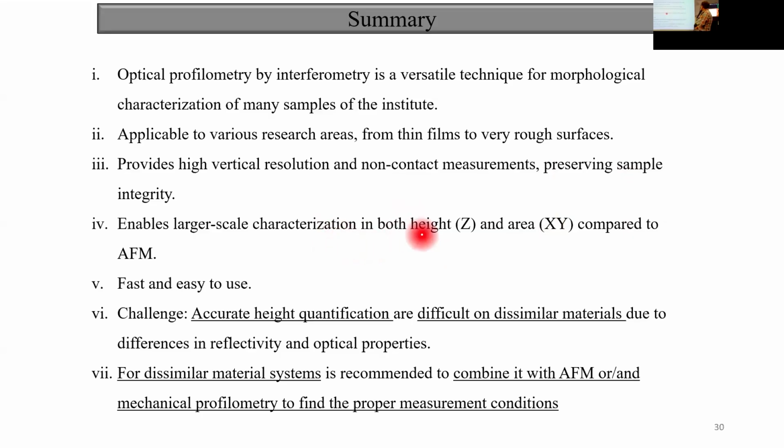And as already mentioned, it is fast and easy to use, but the challenge, the accurate height quantification with dissimilar materials, for me is very challenging. And in all the discussions that I have had with ICFO, the Material Science Institute of Madrid, and the one of Sevilla, they are facing the same situation. So whenever you face a new system, you have to combine optical profilometry with some mechanical technique. Could be profilometry, mechanical, or AFM.